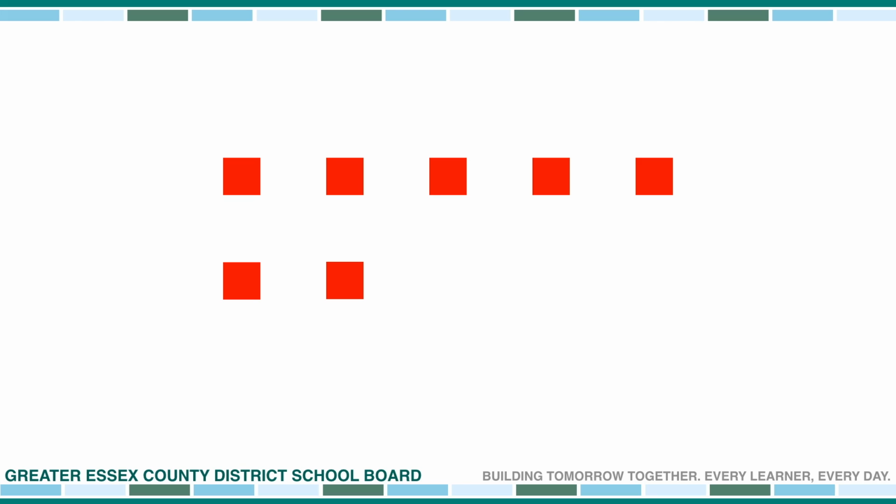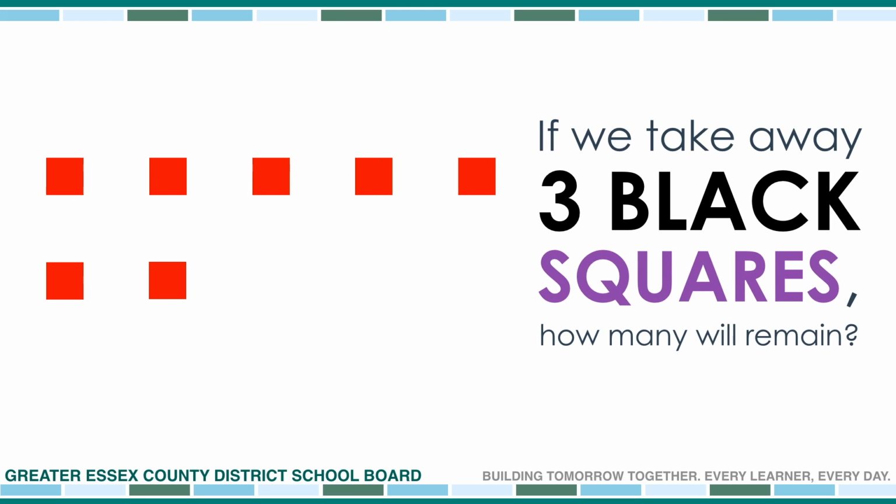All right, here we have 7 red squares. If we take away 3 black squares, how many will remain? Well, we're going to have to go ahead and use the zero principle 3 times. Here's 1 time we've used the zero principle. We've introduced a black and a red, which doesn't change how many are there, because remember, when we put a black and a red together, it's 0. So by doing that, we haven't changed the quantity on the screen, even though it looks different.